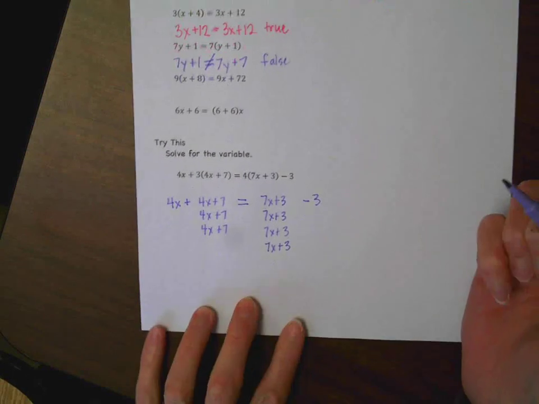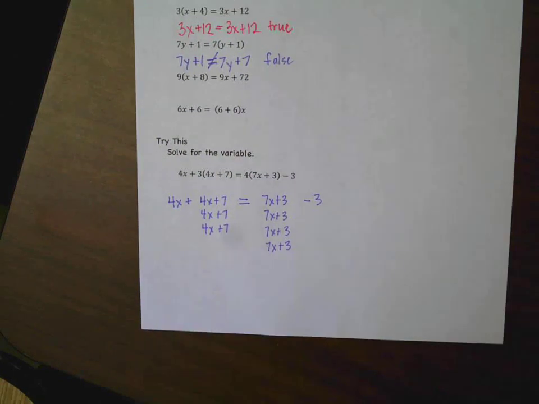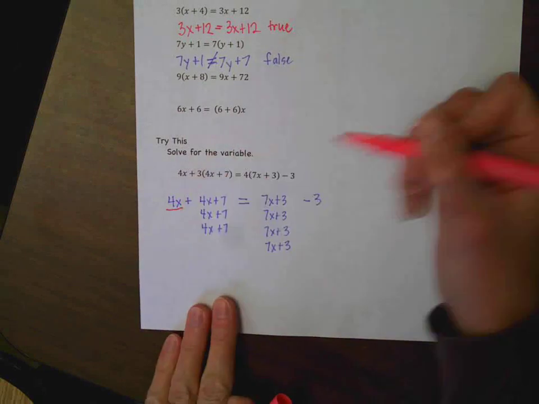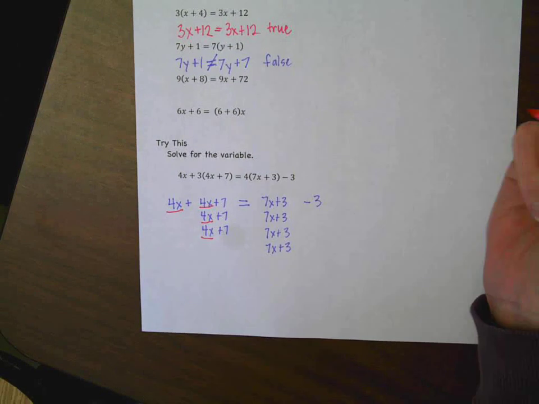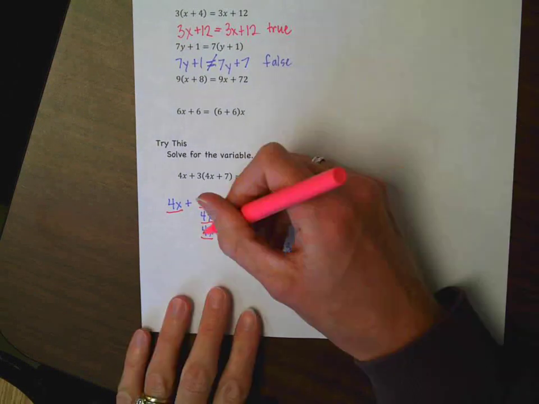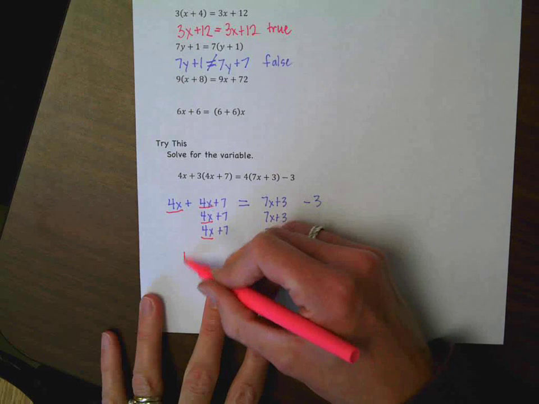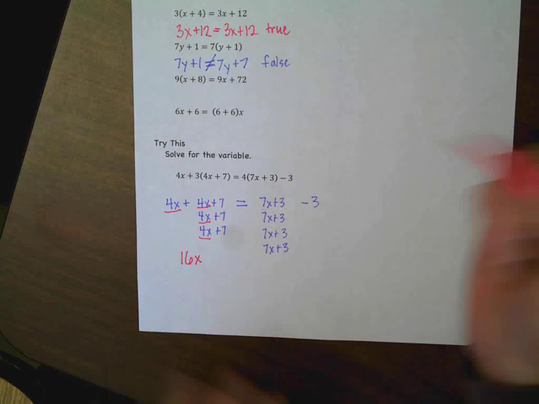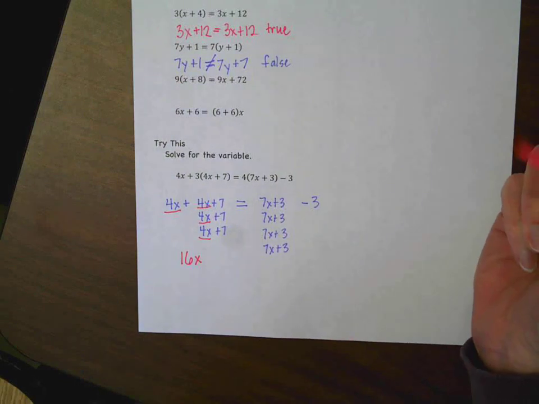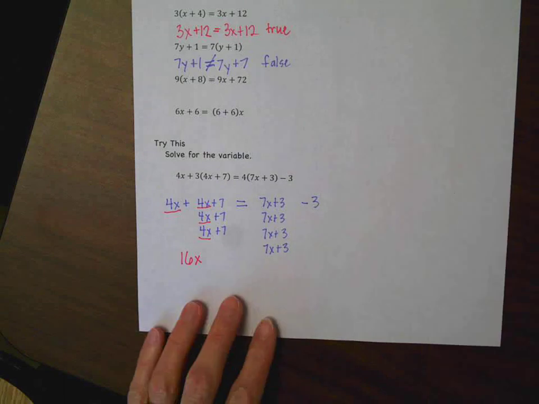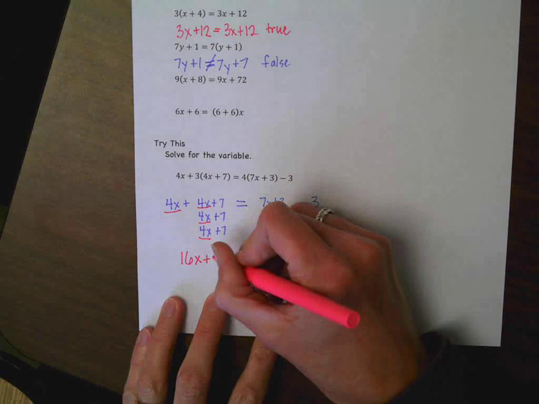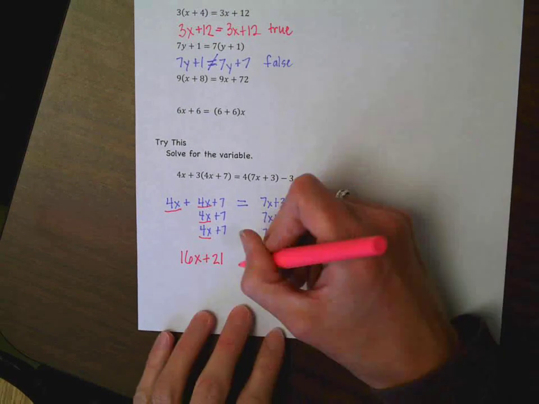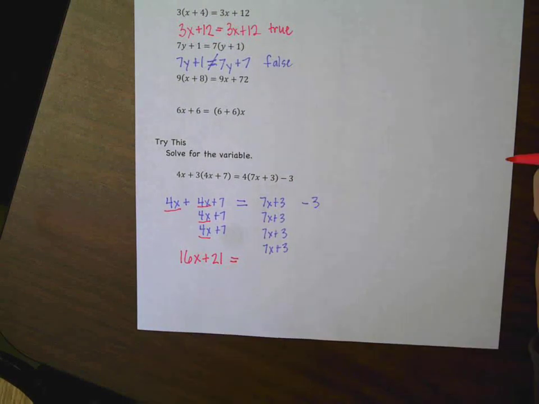Okay, so now if we're looking at this, our next step is we're supposed to combine like terms. Well, we have 4x here, which is an x. We have 4x here, 4x here, and 4x here. So I'm saying that those are your like terms. So 4, 8, 12, 16. So now I know that I have 16 x's, right? Because we're adding all of those together. And then 7 plus 7 plus 7 is 21. So now I have 16x equals 21.